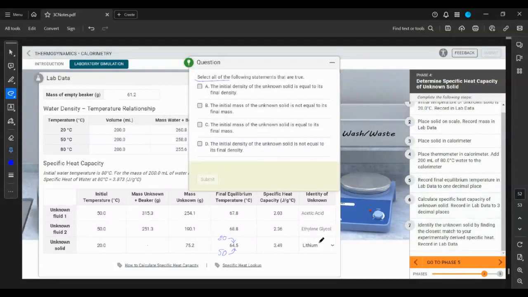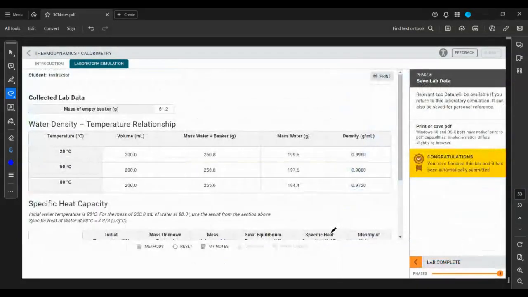And if we were to go look that up on our table again, which you can get to from either clicking the introduction button or in the live lab, you can click on specific heat lookup, and then you can match the closest one, and then it's lithium. And then that should be everything. So hopefully you've got everything answered. You've got a congratulations message. If you've missed anything, or if you submitted early, or if you ran out of time, then you'll have whatever your percent is that's complete here. But otherwise, that's it.